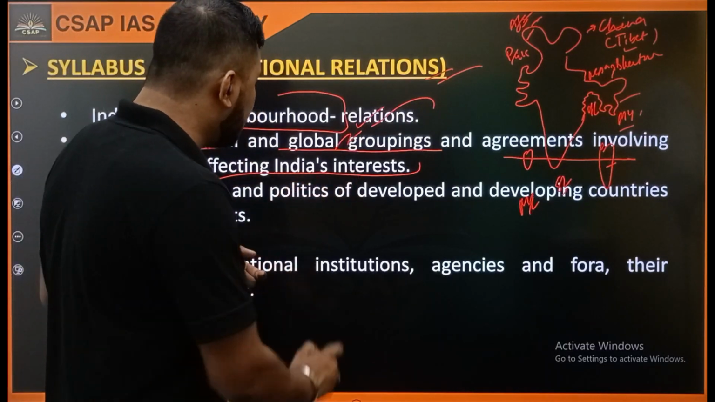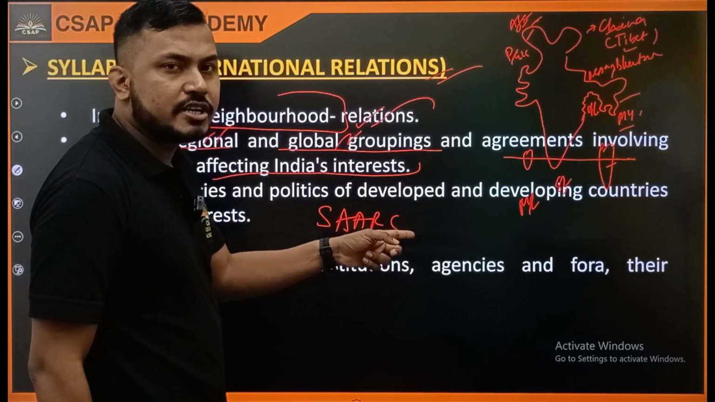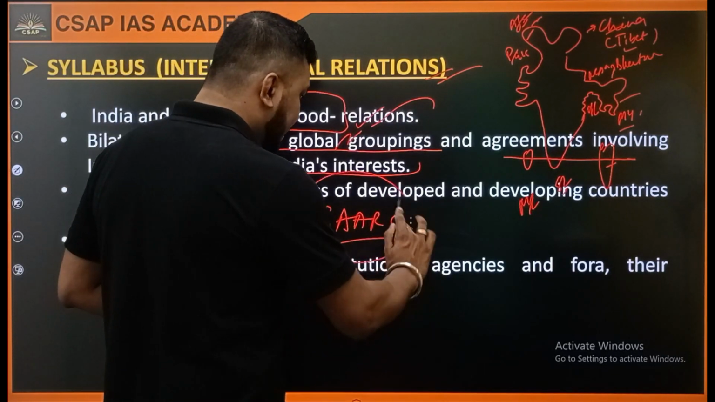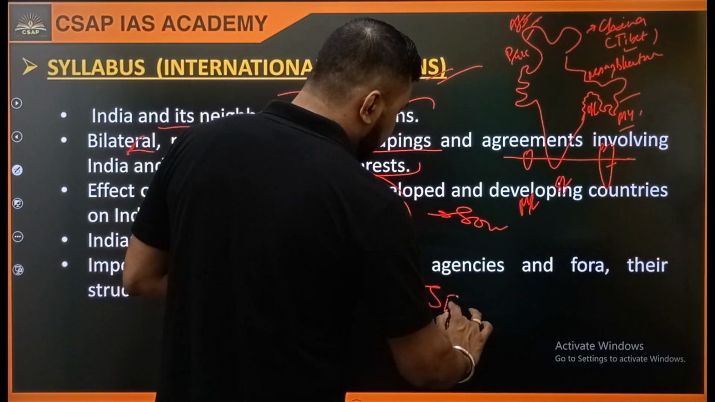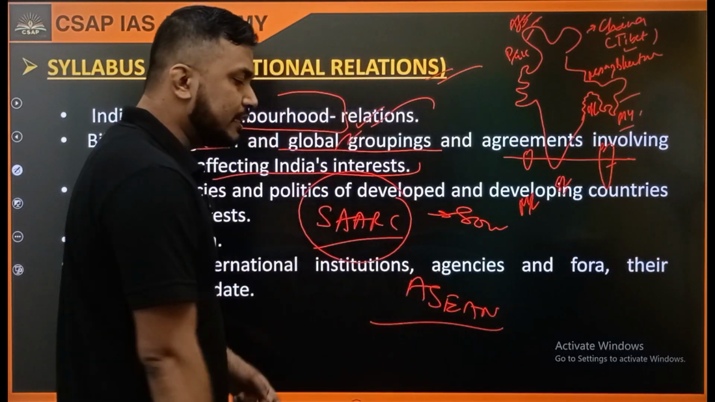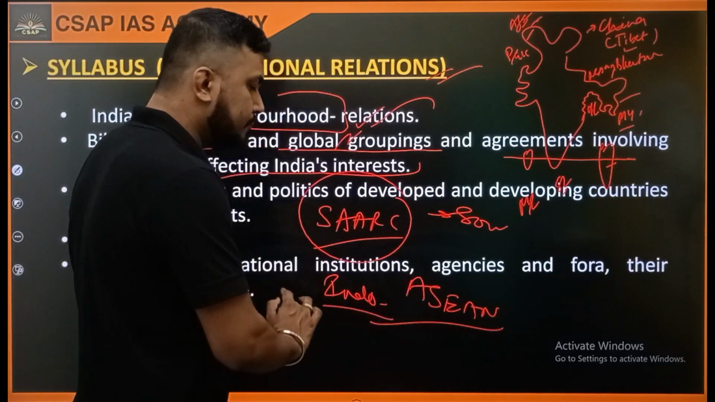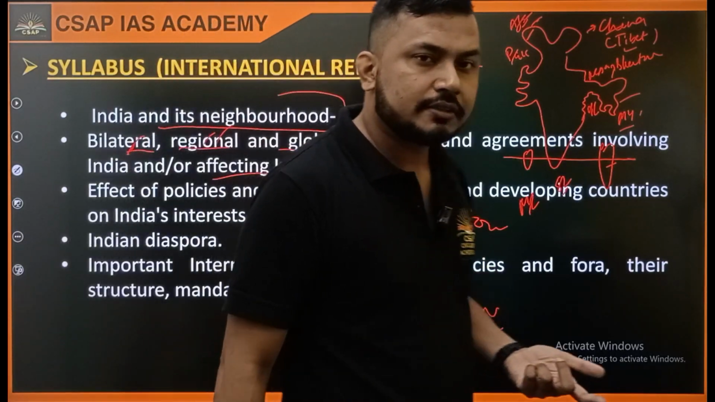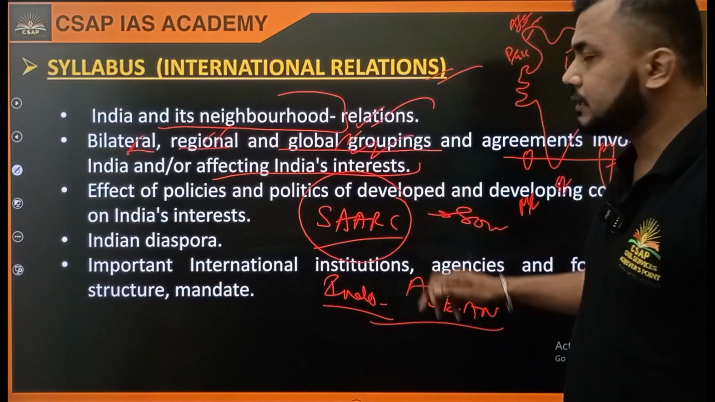Regional groupings, for example SAARC, South Asian Association for Regional Cooperation, basically for the region of South Asia. Take the example of ASEAN, Association of Southeast Asian Nations. Indo-ASEAN relations are obviously very important. We have to read these things.